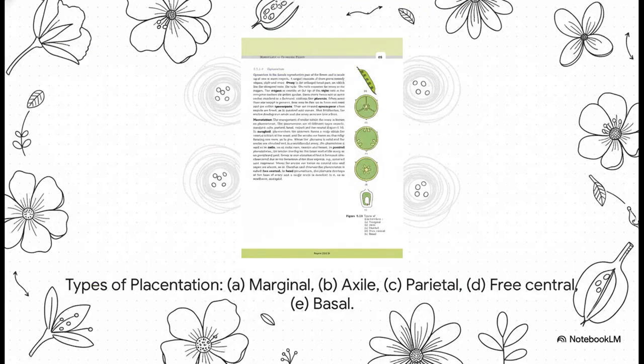So take a look at this. This diagram shows the 5 main ways this can happen. Each image is a cross-section of an ovary showing how those future seeds are attached inside. Just notice how different they are. The location varies dramatically, from the outer edge to the dead center to the very base.